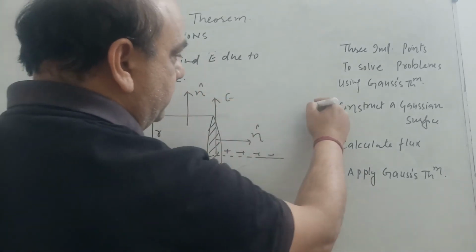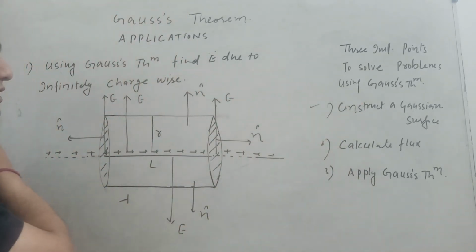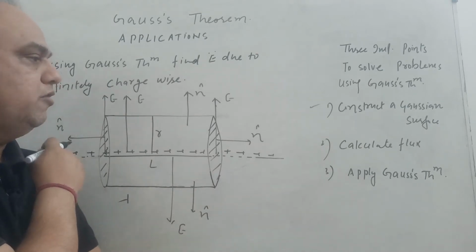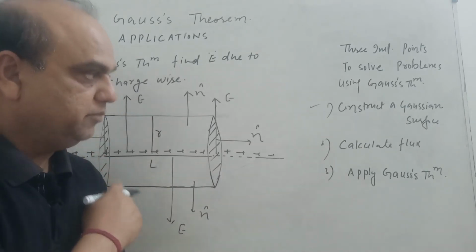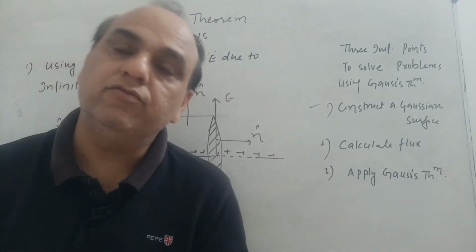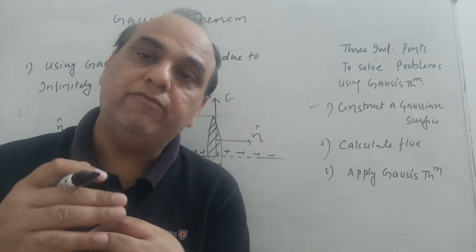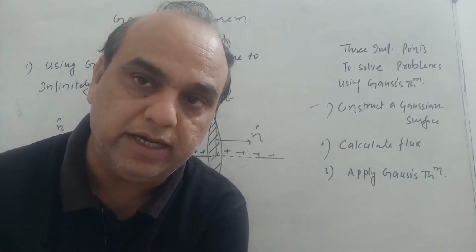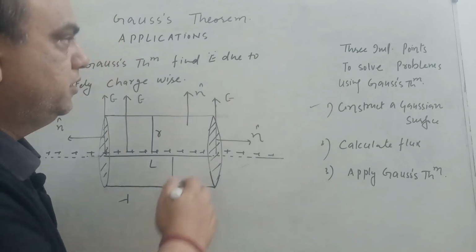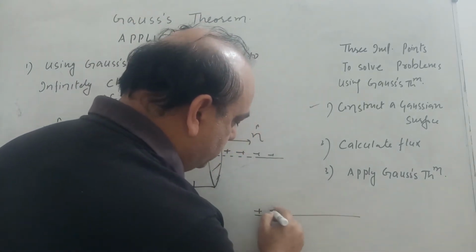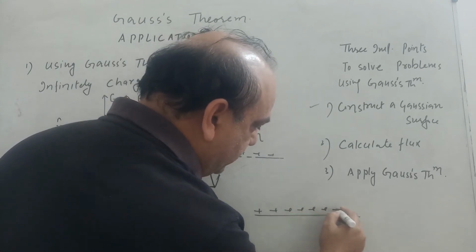So we have constructed a Gaussian surface and we have considered the area vectors. Now we will calculate the electric flux. Before the calculation of electric flux, we will discuss why we have taken a cylindrical surface. Let us do a slight discussion on that topic. We have an infinite charge wire, a long charge wire of infinite length.